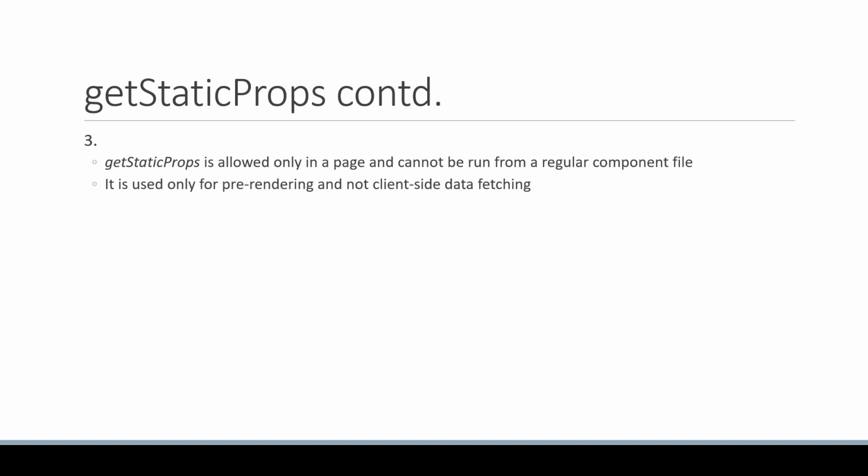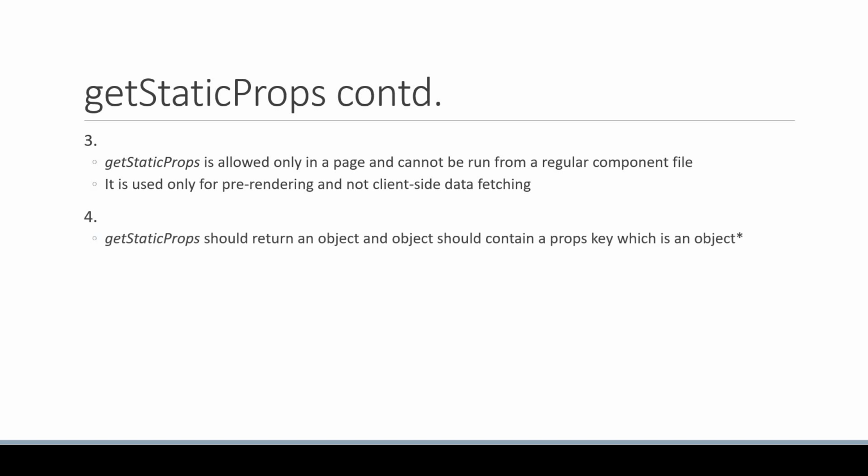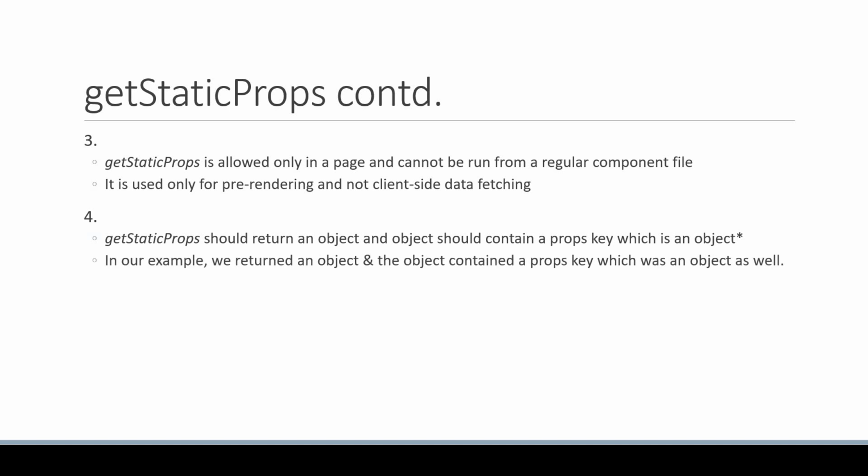The fourth point is that getStaticProps should return an object, and the object should contain a props key, which is in turn an object. Otherwise, Next.js will throw an error. In our example, we returned an object, and the object contained a props key, which was an object as well.